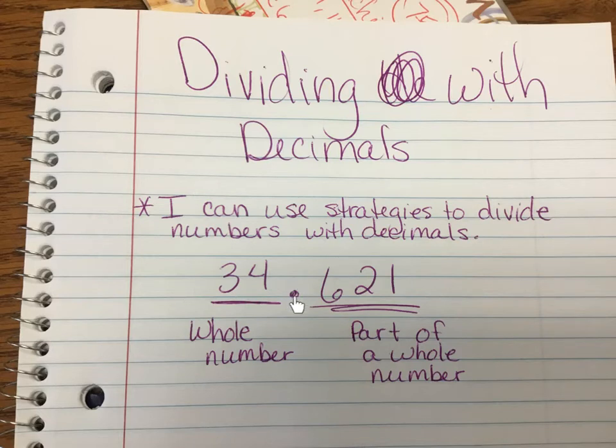So if I was dividing by 10, my decimal would move one spot. If I was dividing by 100, my decimal would move 2 spots, and if I was dividing by 1,000, my decimal would move 3 spots. But today we're going to talk about dividing with decimals, not powers of 10. We're going to say I can use strategies to divide numbers with decimals.